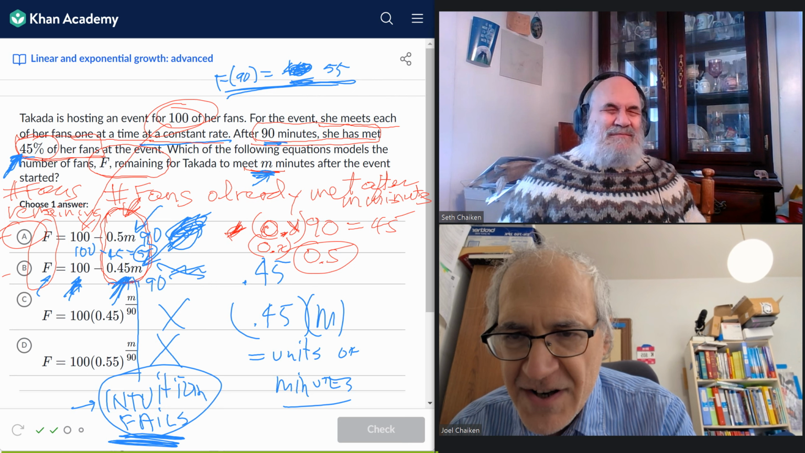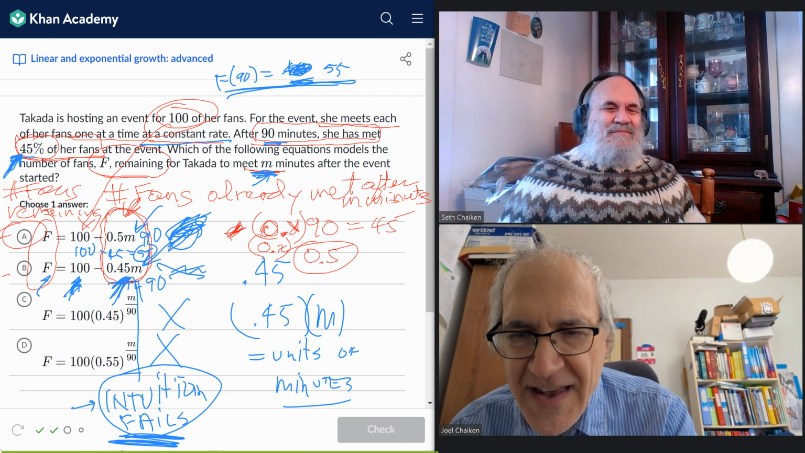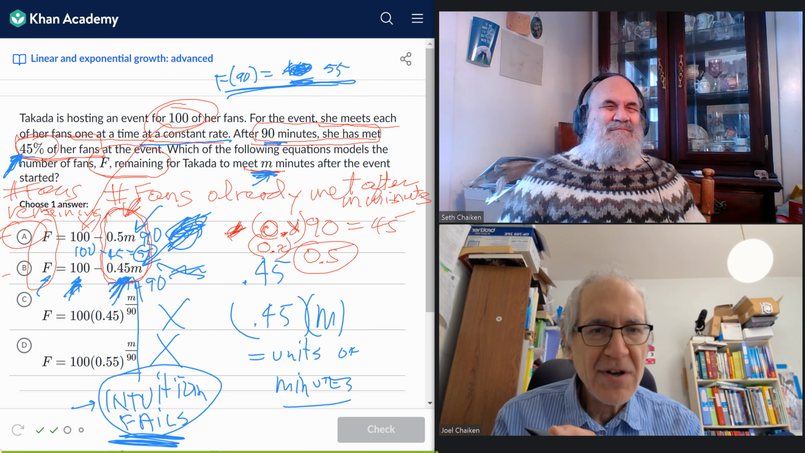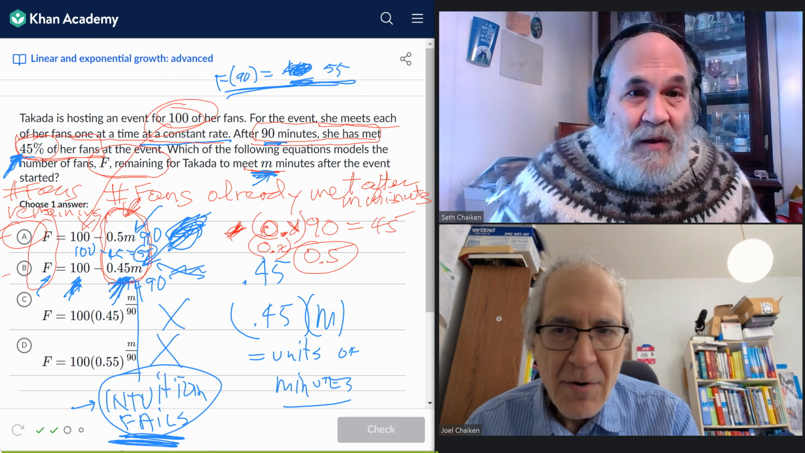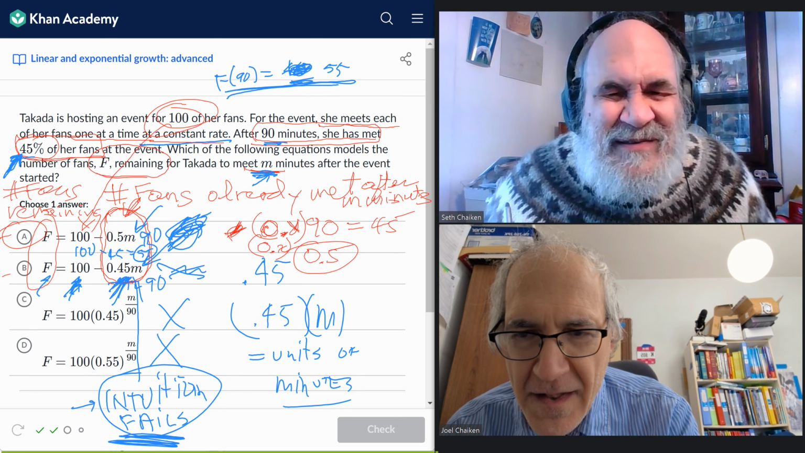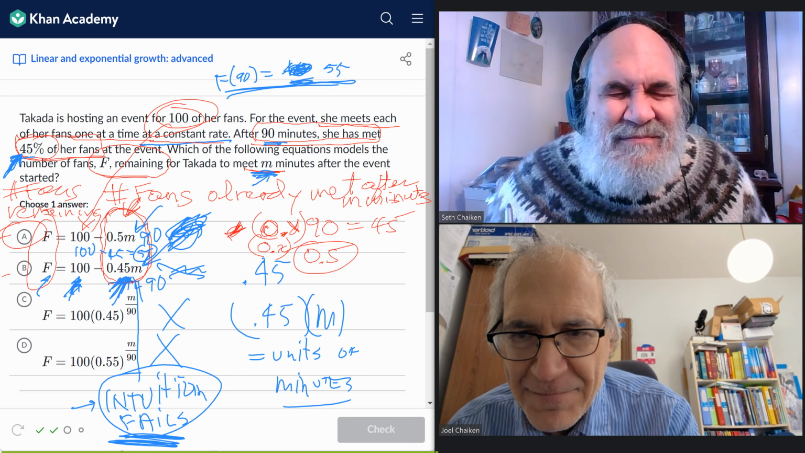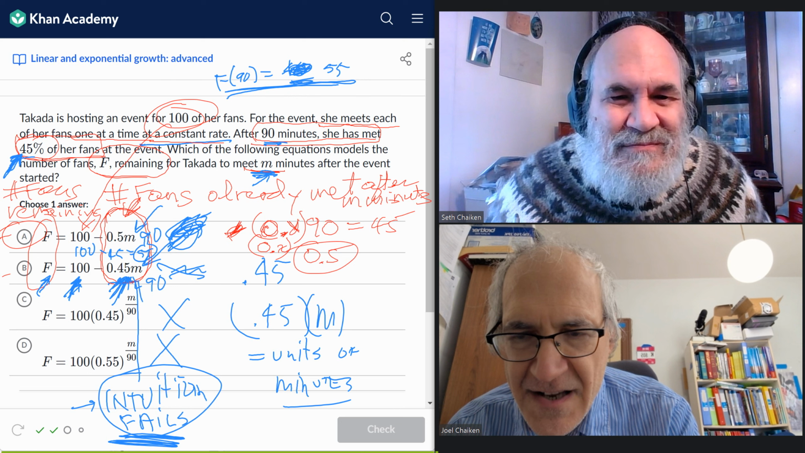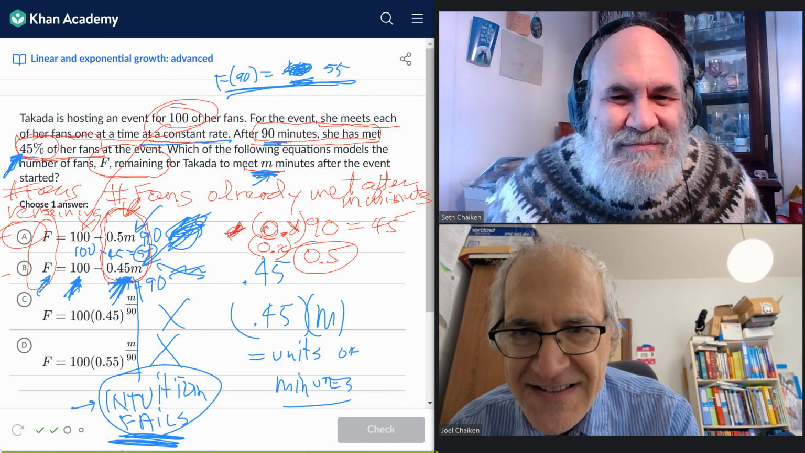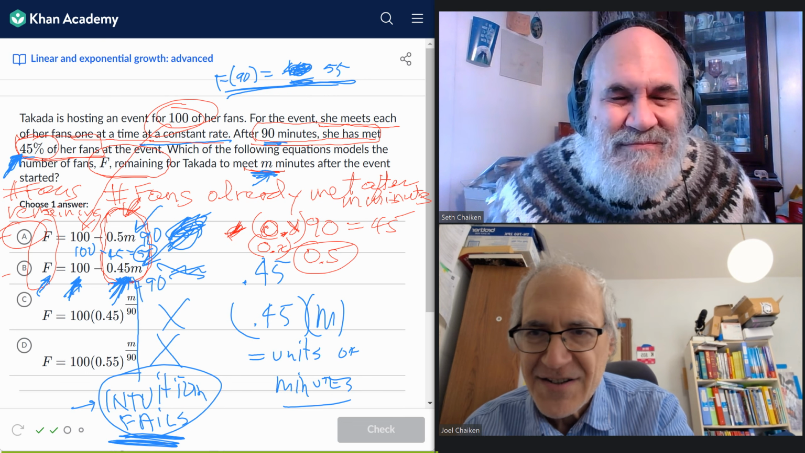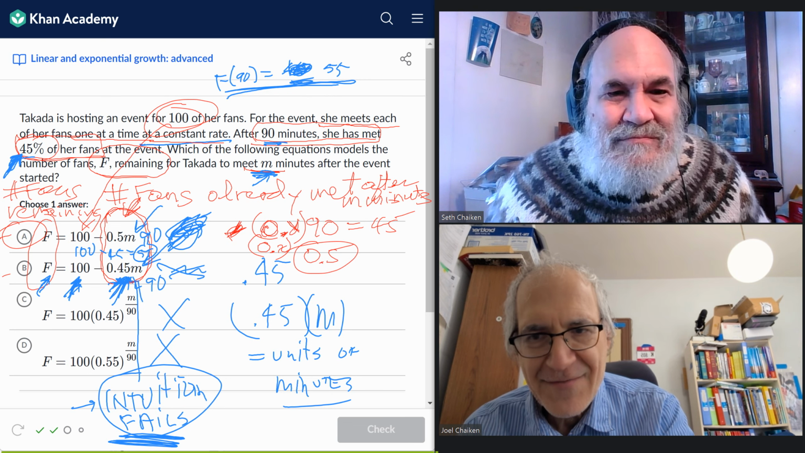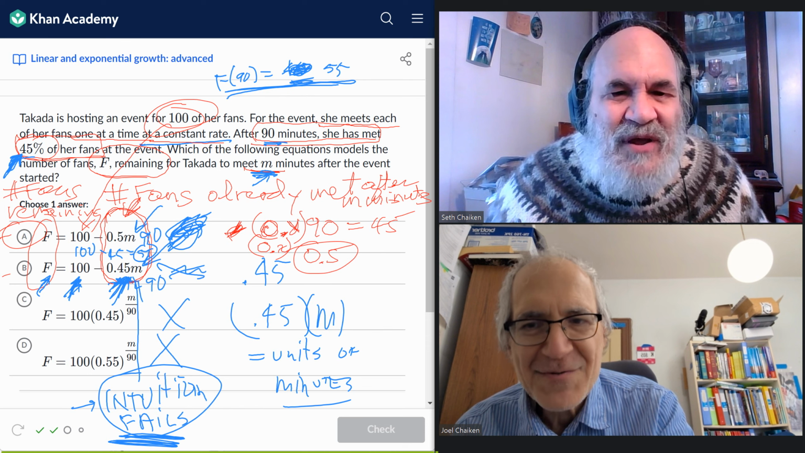But the unit of M is minutes, and percents don't have a unit. Not necessarily, they do actually here. M is minutes, but F is in fans. But the 45 seems like a percent. Just intuitively, you would multiply a percent, and does it have units, by minutes to get minutes, which is not the same.